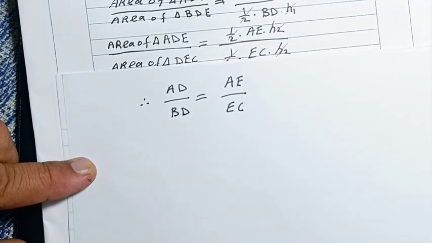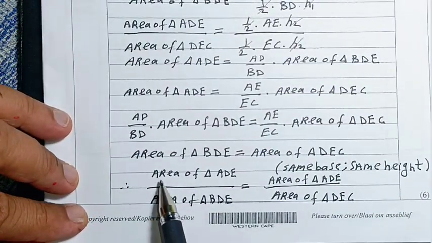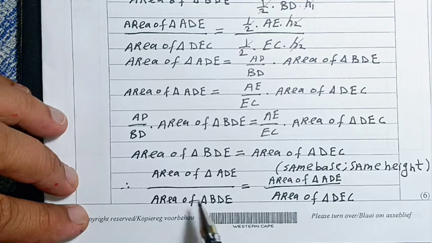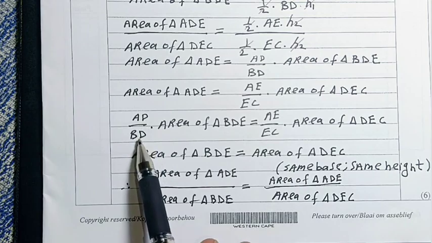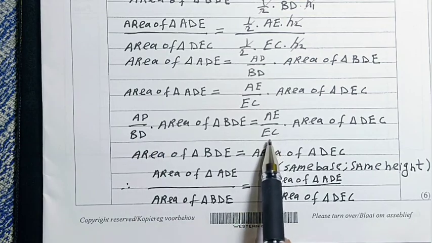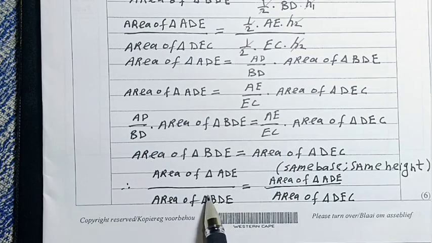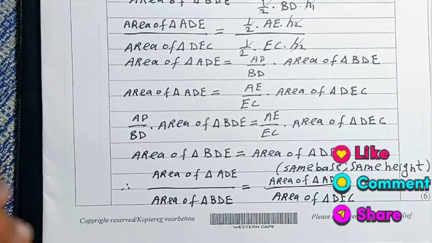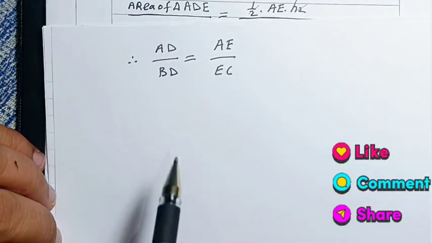We proved. Now, have a look. This one is important. If you don't want to, you can skip this step, because we proved same base and same height. So that's why AD over BD is equal to AE over EC. Then after that, you can write directly this one. You don't need to show this step. But if you want to show it, it's the same thing, because this shows that all the triangles' areas are equal to each other. So AD over BD is equal to AE over EC.